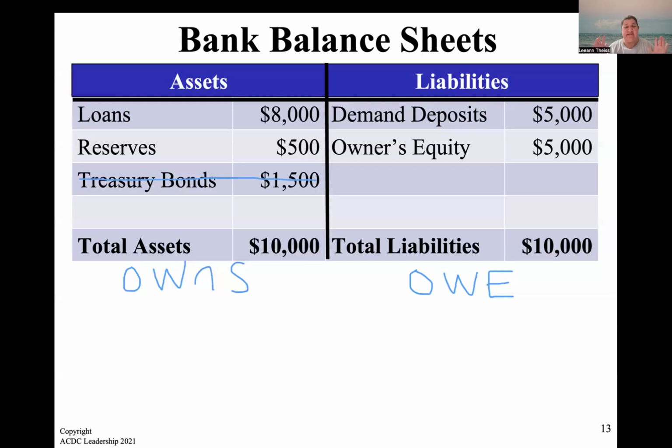But sometimes on this bank balance sheet, you will simply see reserves as one broad generic category. Sometimes the reserves will be separated out into required reserves and excess reserves.